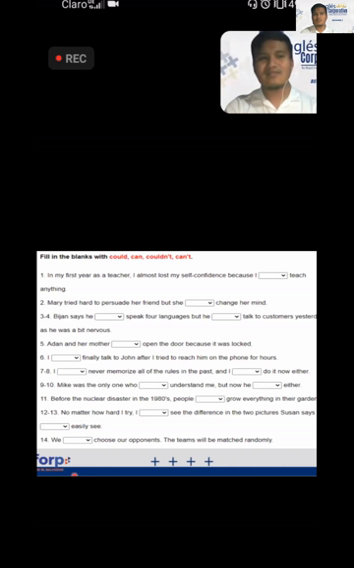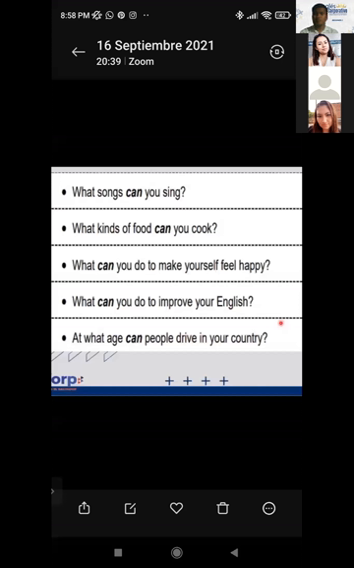Sería I can in a six. I can finally talk. I can't. Legalmente, podría ser. They can drive at 18 years old. Yes.